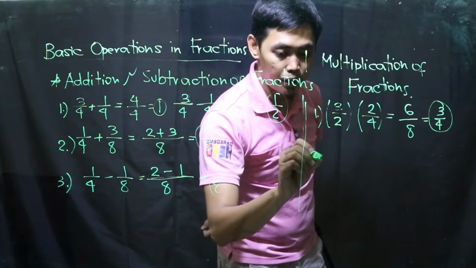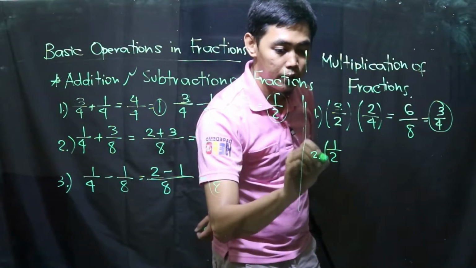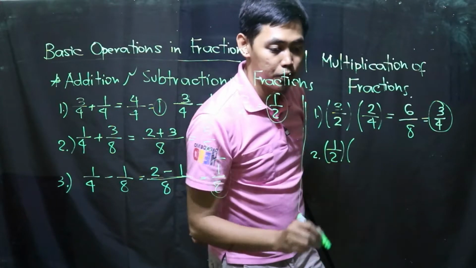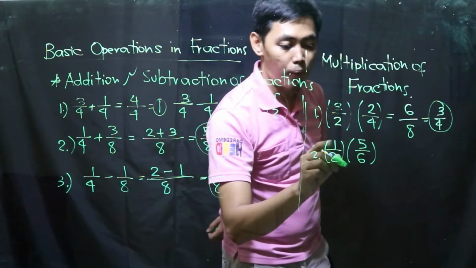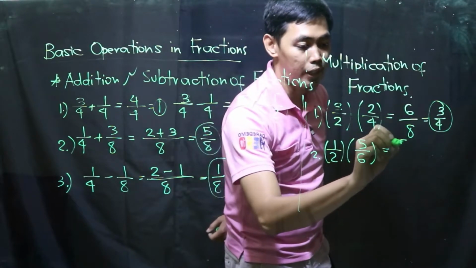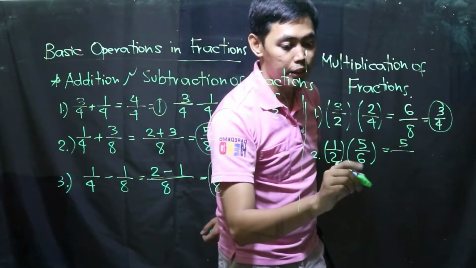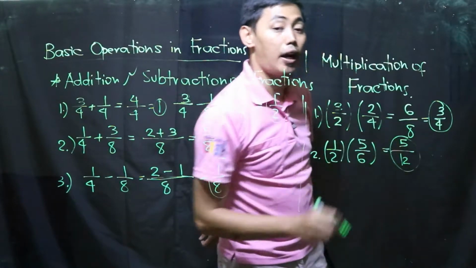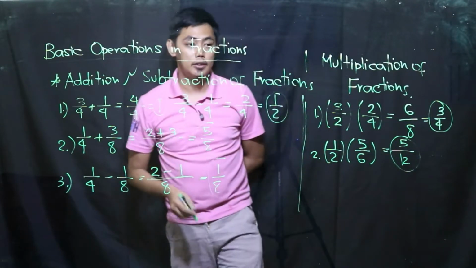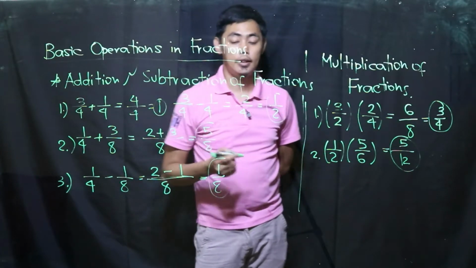Number 2. How about 1/2 times 5 over 6? 1 times 5, 5. 2 times 6, that would be 12. The answer is 5 over 12. So that is how we will multiply fractions.